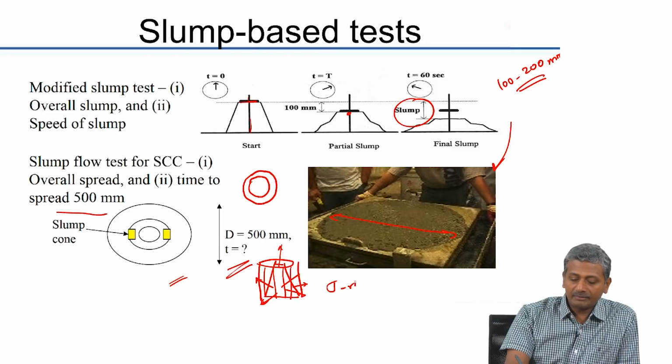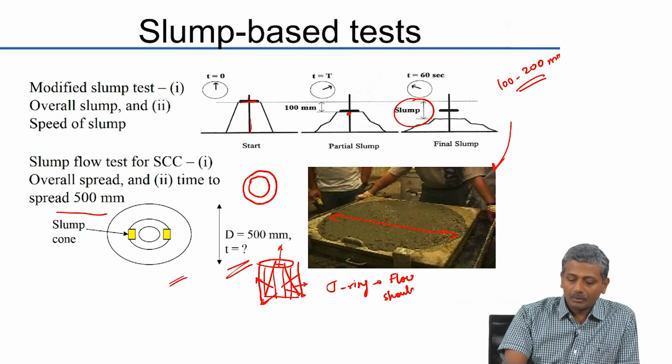And for the J ring test, the slump flow that you get should be not less than 50 millimeters less than the regular slump flow.